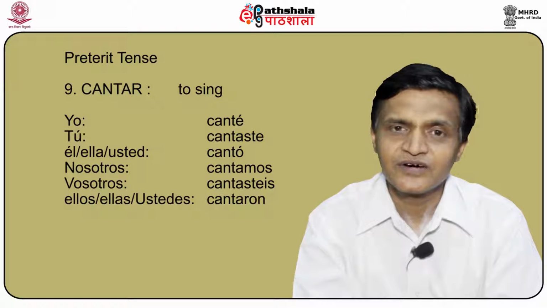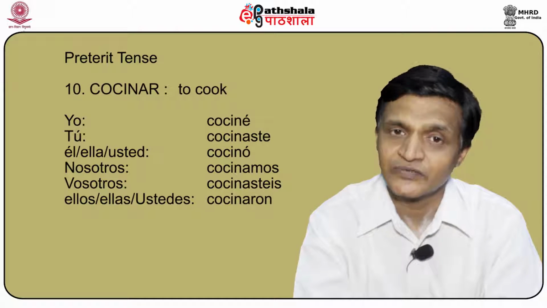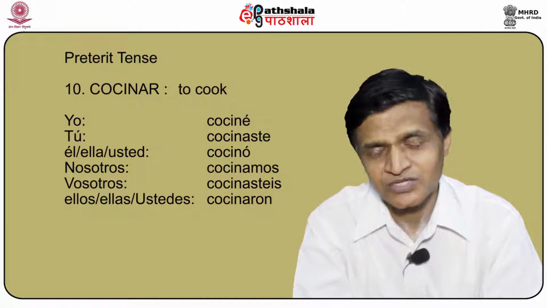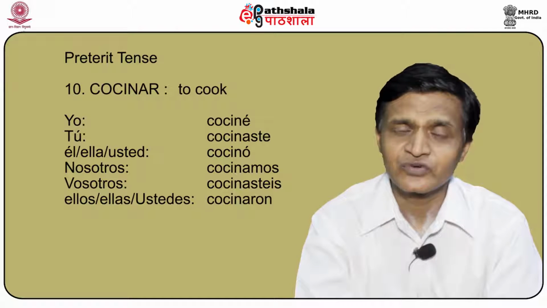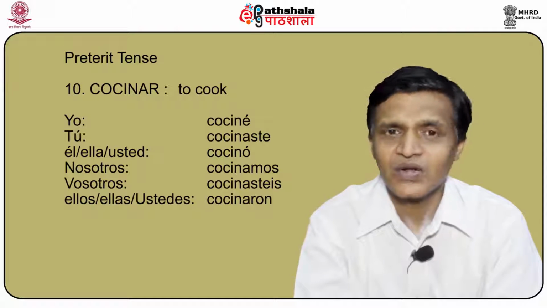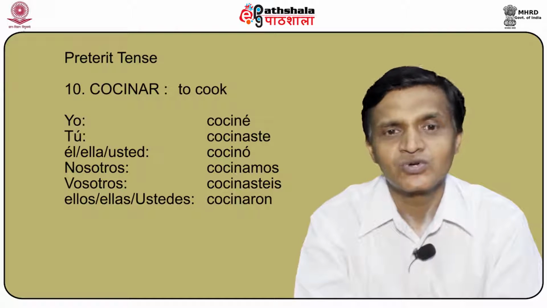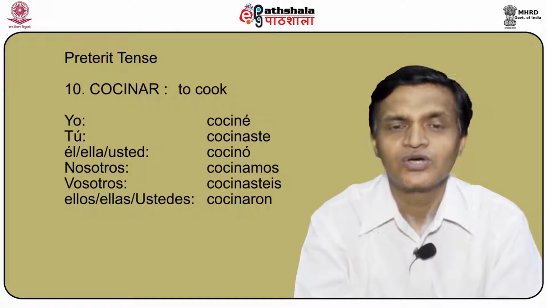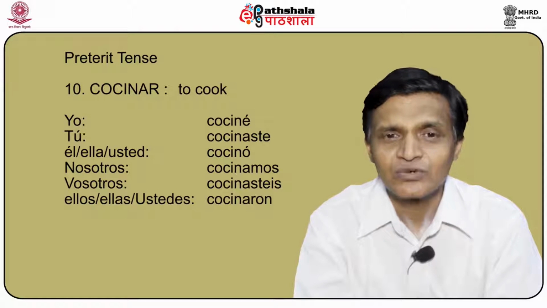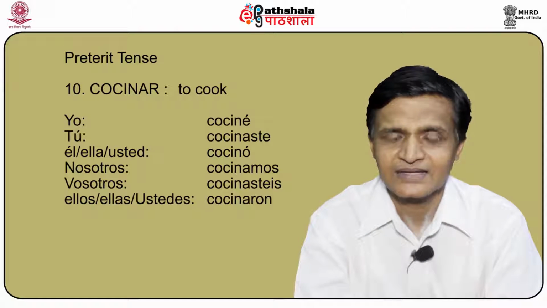Another verb that we've already done before in the present tense is cocinar, to cook, which is again an AR ending verb and it is a regular verb. So we know how it is to be conjugated, right? Because all we have to do is to say aste, ó, amos, asteis and aron. Cociné, cocinaste, cocinó, cocinamos, cocinasteis and cocinaron. It's as simple as that.